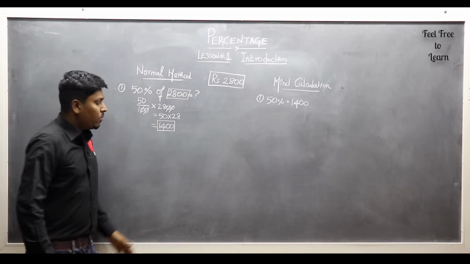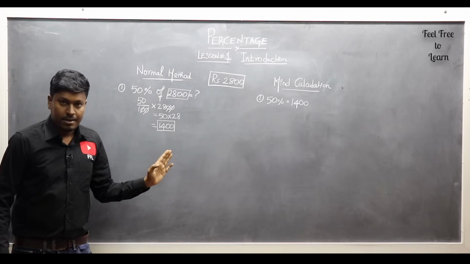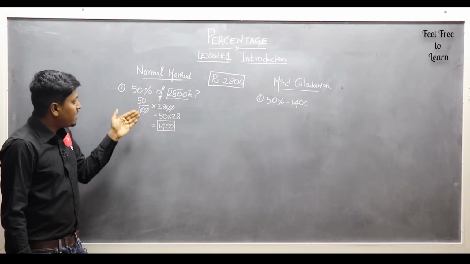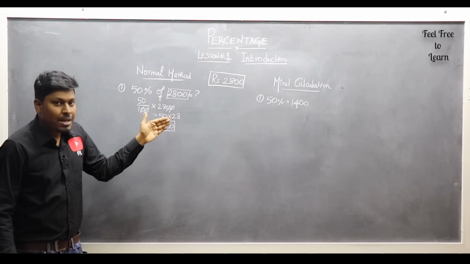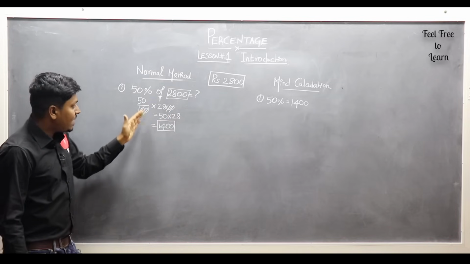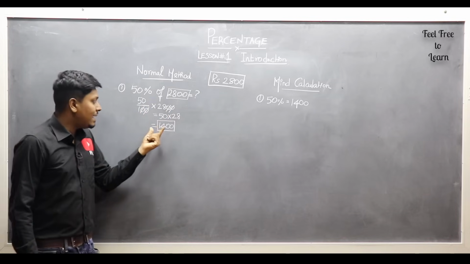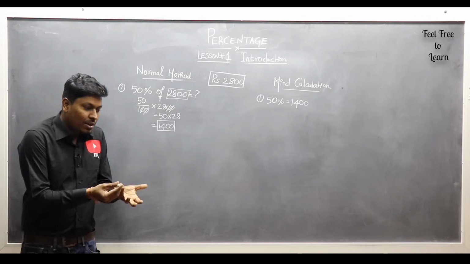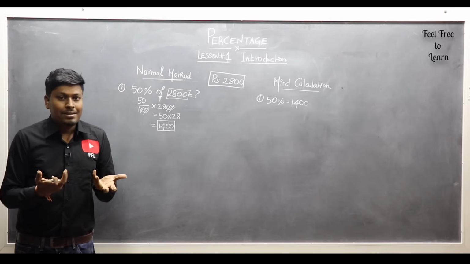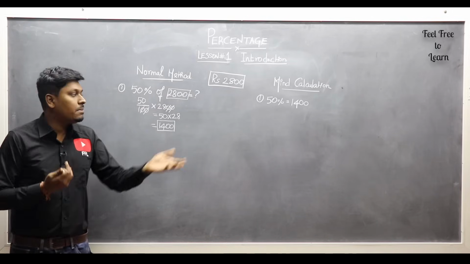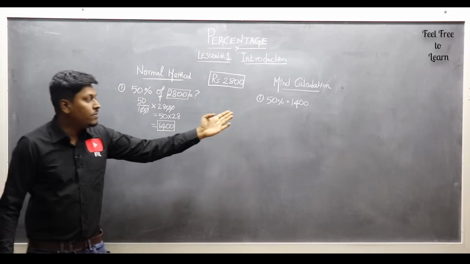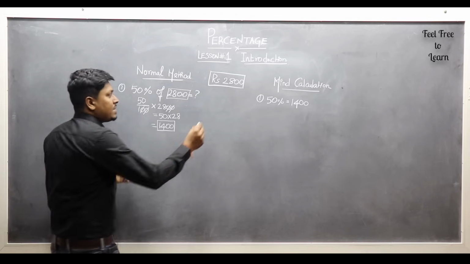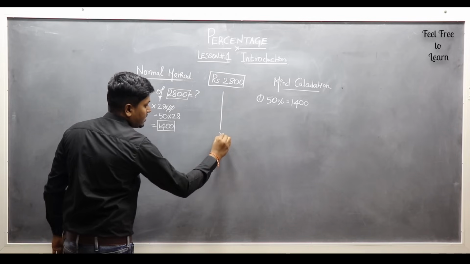In both ways you are going to get the same answer. But here in the normal method, we remove the percentage by dividing by 100, then multiply by 2,800, and finally after cancelling 0 and 0 we get the answer 1,400. But in a mind calculation, if you think logically, 50% is nothing but half of the number, that is half of 2,800 rupees, which will be 1,400. So this will be 50%. Let me go with some other examples so that you can understand.